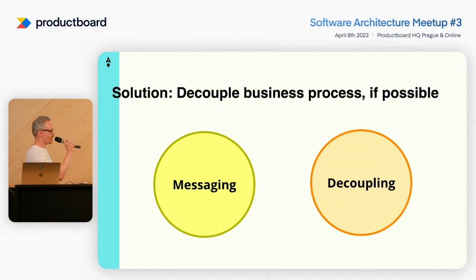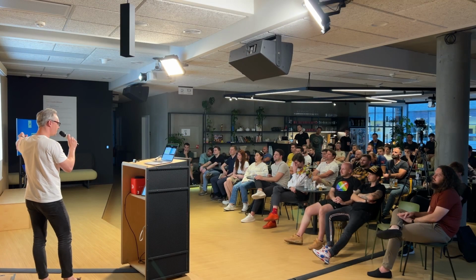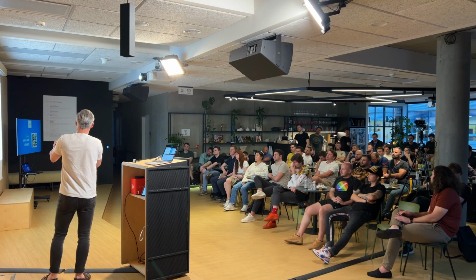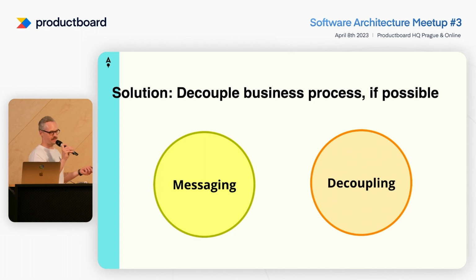So I created a Venn diagram to display how messaging and decoupling are related together, and that's it. I'm not kidding. The messaging is just a way of communication. Could be sync or async. We know that, right? But there's nothing about coupling or decoupling. It's just a way of communication.